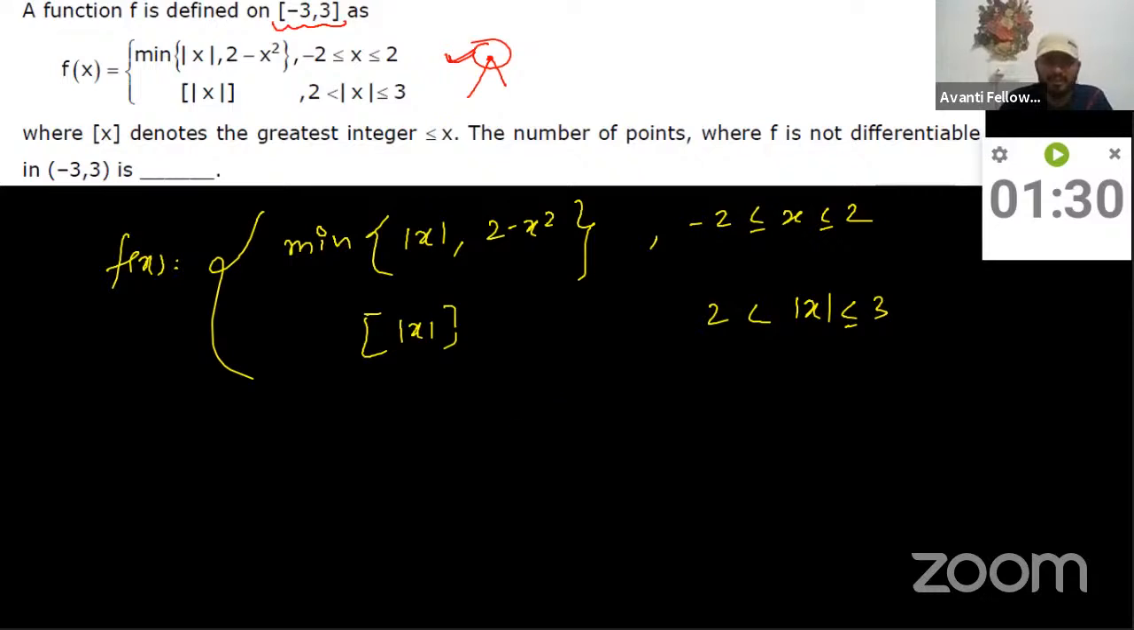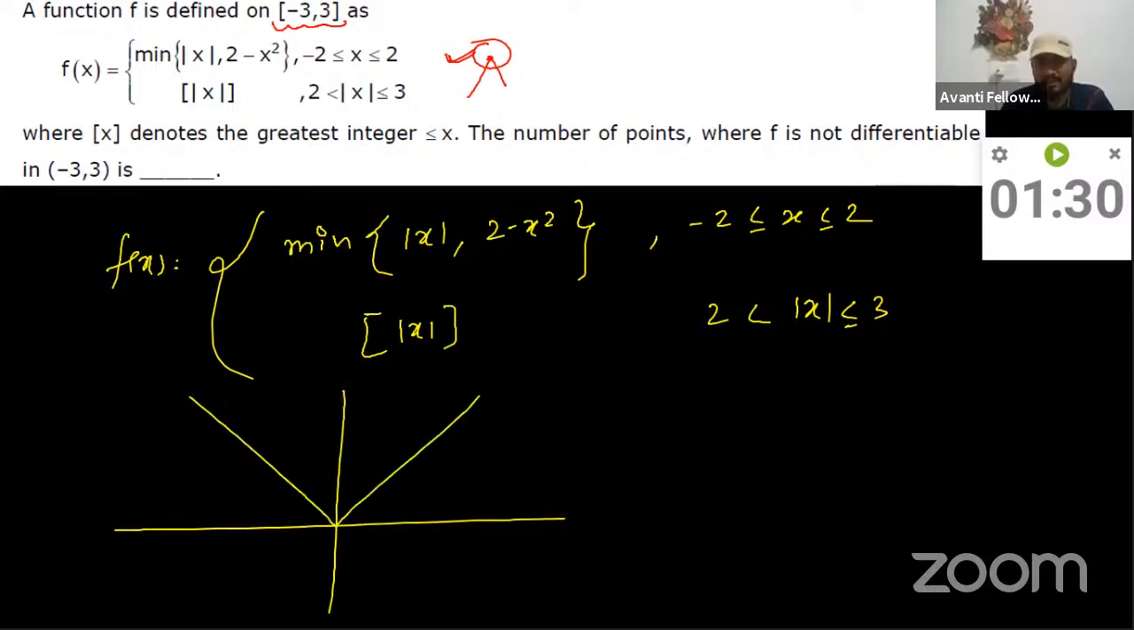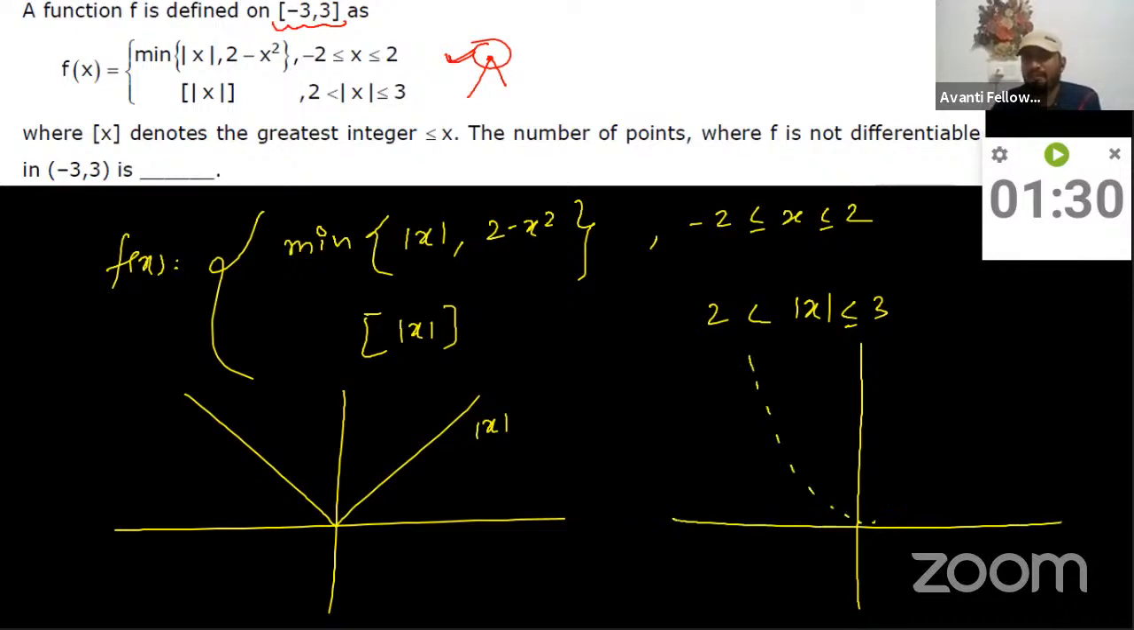Guys, now first of all, tell me the graph of modulus function. This is the graph of modulus function. What is the graph of 2 minus x square? First of all, what is the graph of x square? This is the graph of x square. This will be the graph of minus x square.